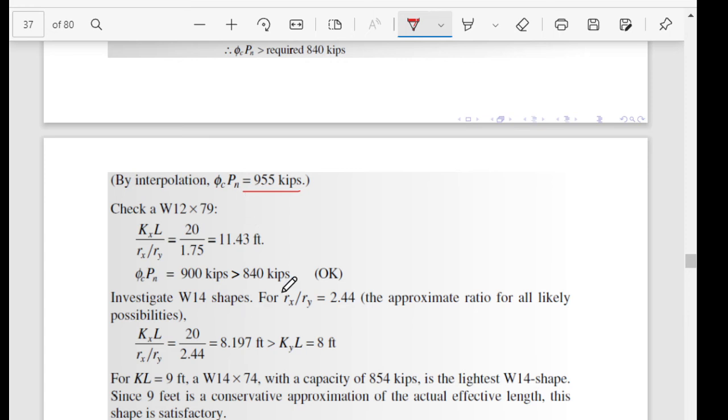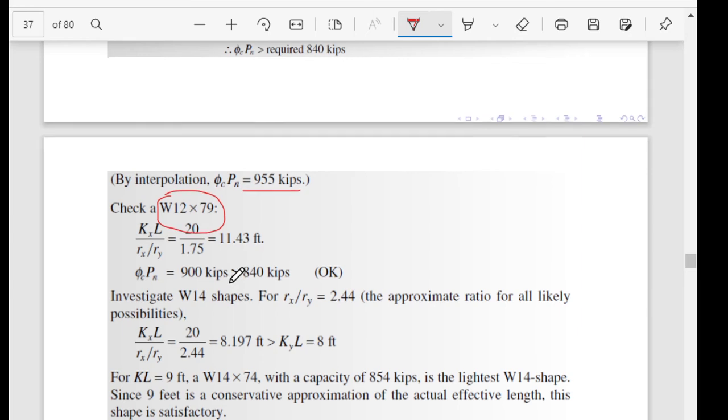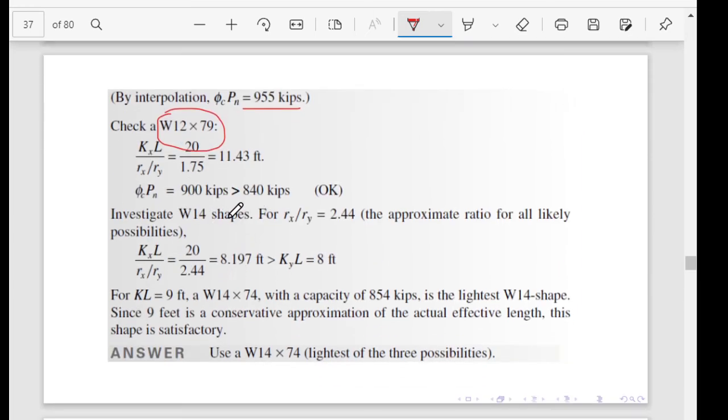The answer is 11.43. Again, by interpolation, you will get no interpolate kasi since wala man kay value, exact value for 11.53. The value no that you will get through interpolation is 900 kilopounds, which is again greater than 840 kilopounds. So again, this is okay. This shape is okay. W12 by 79. So next is we'll investigate the W14 shape, the last shape na in the table.